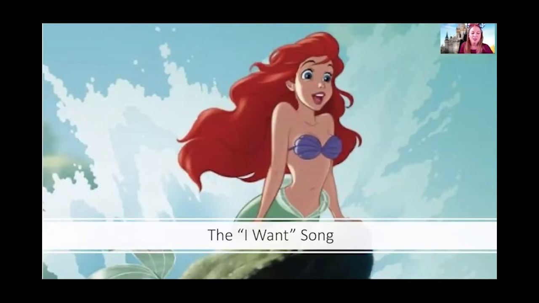The I Want song is usually sung towards the beginning of the movie or musical. Sometimes called the Sitting on a Rock song. In this song, a protagonist pauses to reflect on what they want more than anything, or what their motivation is. Some examples are How Far I'll Go from Moana, Part of Your World from The Little Mermaid, and My Shot from Hamilton.